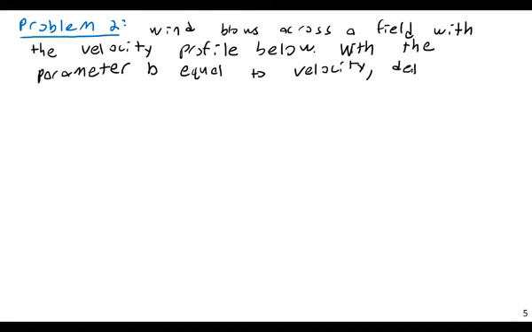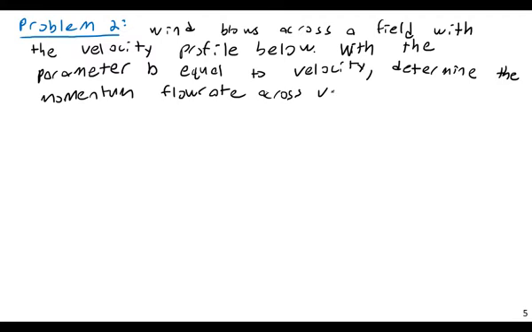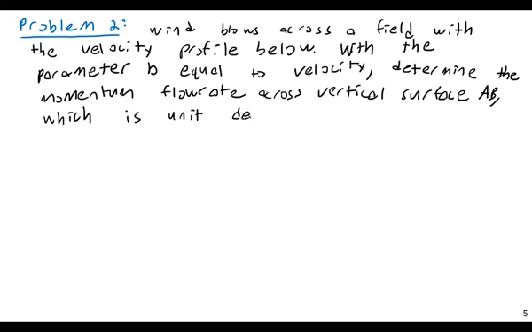Determine the momentum flow rate across vertical surface AB, which is a unit depth into the page, or into the screen here. Basically, we're saying it has a depth of 1 perpendicular to the screen.